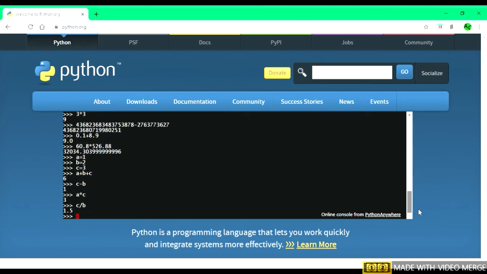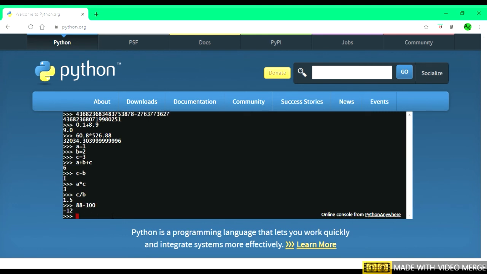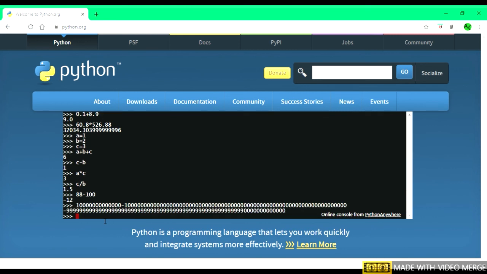Python is just like a calculator. But if you put like 88 take away 100, it's minus 12, because it can also go into minus numbers. So say if I put that take away this minus 999999999 blah blah blah. It can handle very big numbers.